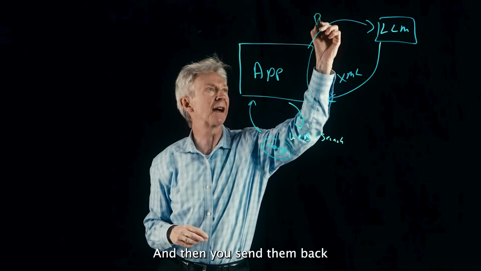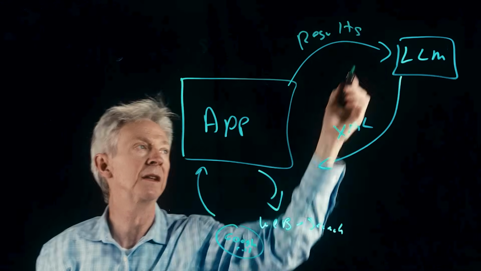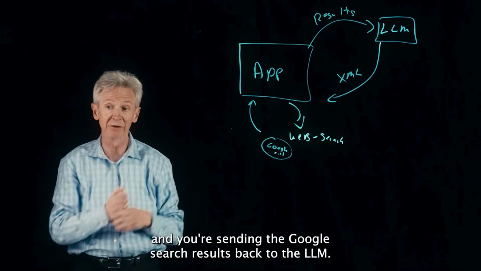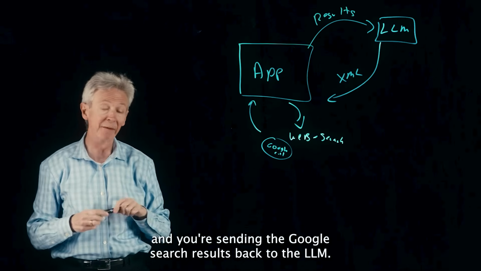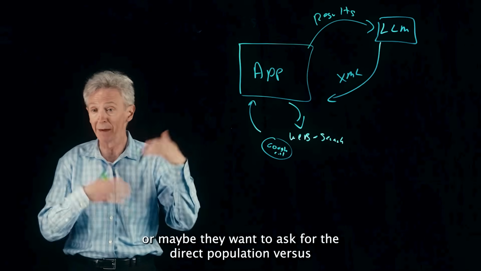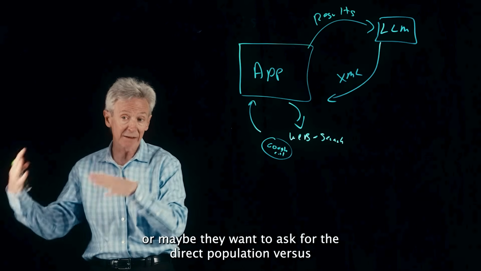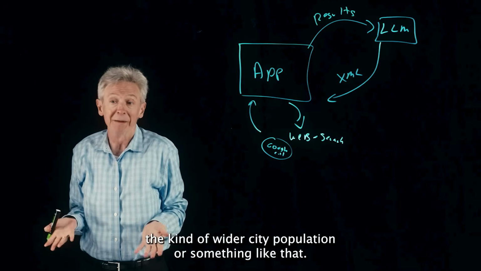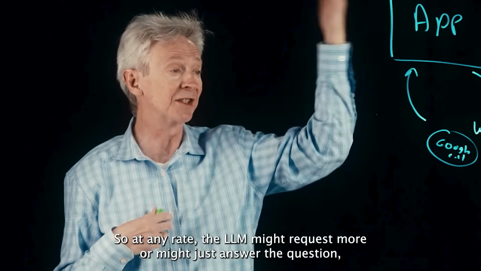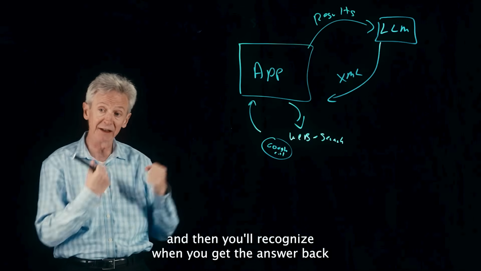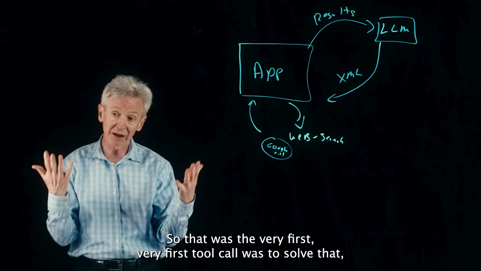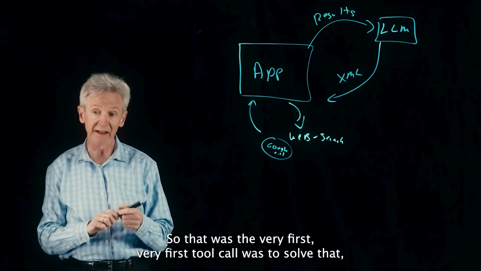So you take those results back from your Google call, and then you send them back to the LLM, just like a chatbot history, like you're doing the search and you're sending the Google search results back to the LLM. And the LLM might want to do another tool call. Maybe the search results weren't good enough, or maybe they want to ask for the direct population versus the kind of wider city population, or something like that. So at any rate, the LLM might request more or might just answer the question, and then you'll recognize when you get the answer back that it's not XML, and you'll present that answer to the user. So that was the very first tool call, was to solve that problem.